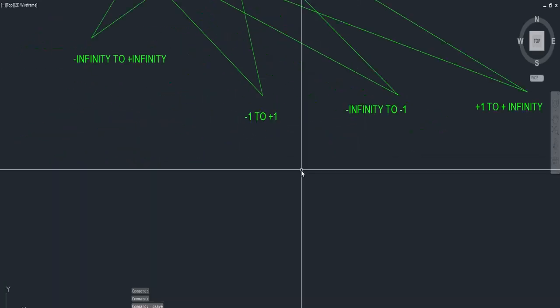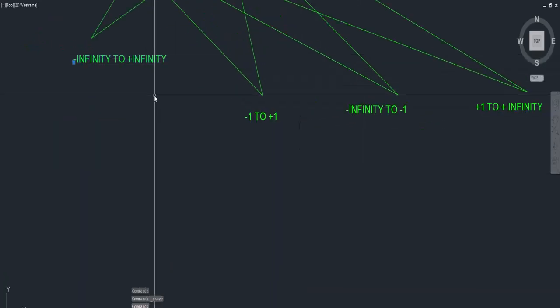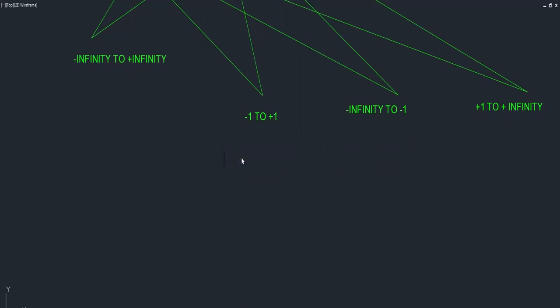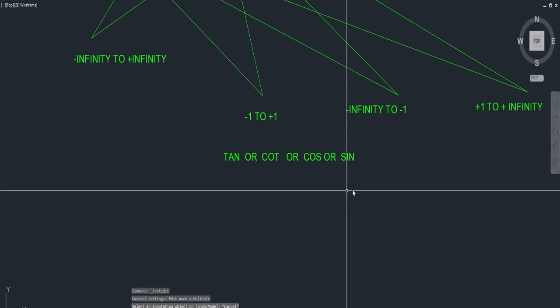So if it is minus 1 to plus 1, then it has the option like either it is eaten by tan animal or cot animal, or cos animal or sine animal. So 4 possibilities are there for this condition.